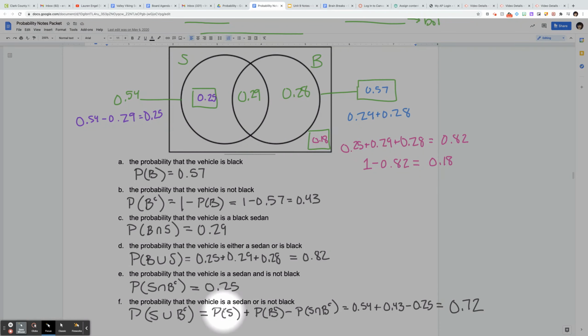Because if you just added sedan and not black, something would be counted twice, which you can see when you look at it visually. Sedan is these two, 0.25 and 0.29, and not black is these two, 0.25 and 0.18. So the 0.25 gets counted twice. You don't want to do that, so you have to subtract that value away, and that's what the addition rule does. So that's the math that I did right here and how I got 0.72. But you would get the same thing if you added this guy and this guy.